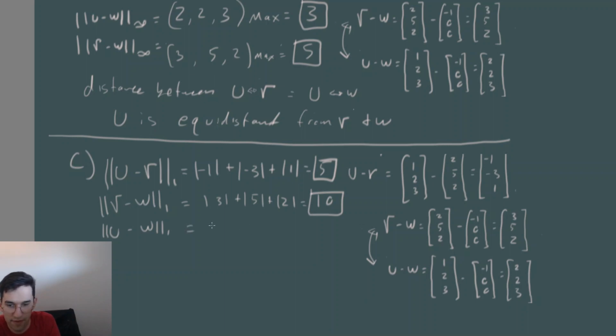And we'll just do these. 2 plus 2. 3, 4, 5, 6, 7. 7. U and V are closest. In L1.